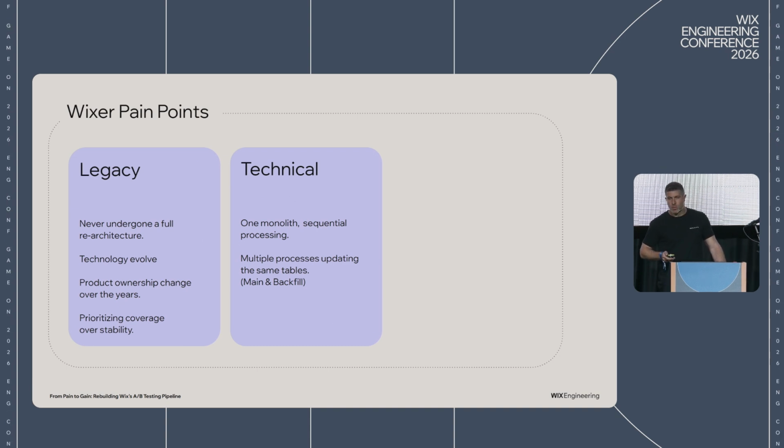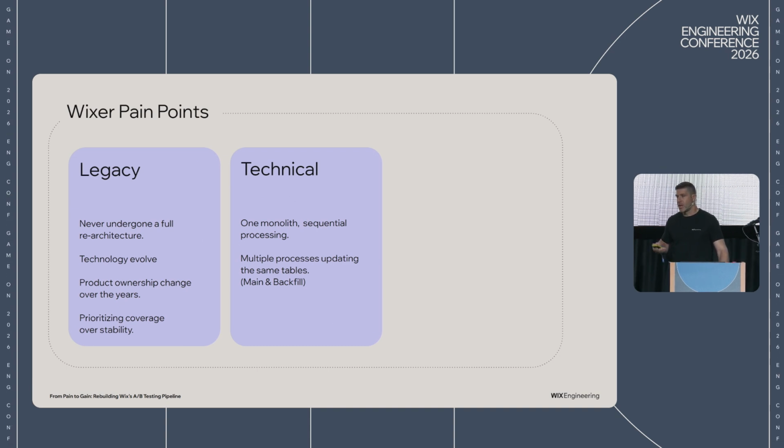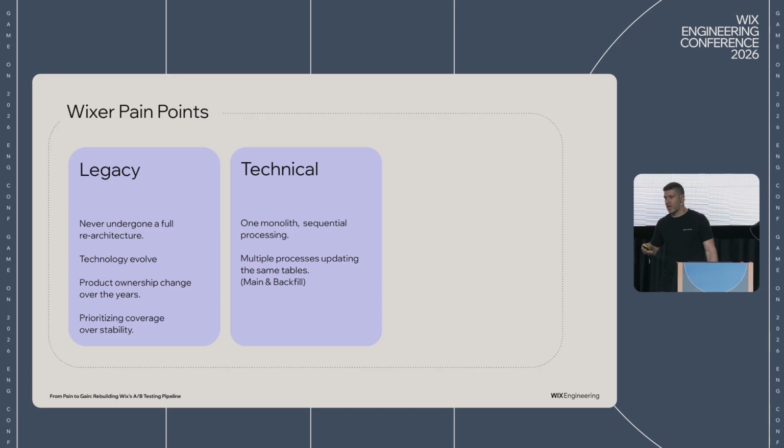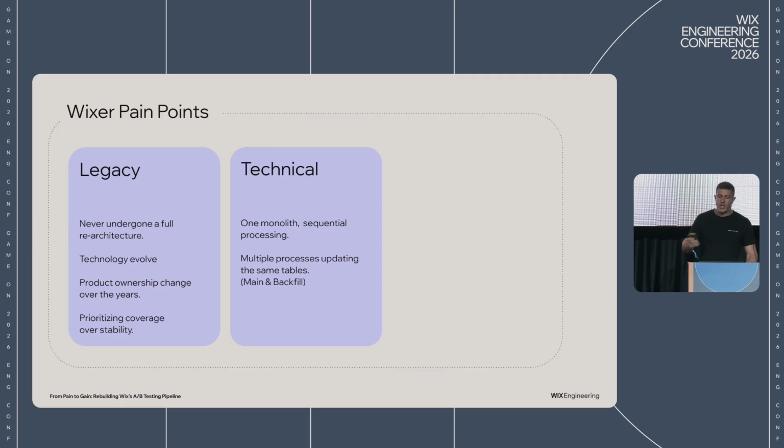Also, the Wixer tables were updated by multiple processes. We had the main process that ran in the morning and collected the data of yesterday, and we had the backfill process that ran at noon and collected the data that was not refreshed in the morning, and also all the data for the KPIs that were changed yesterday. So pretty complicated. All of that instead of having one robust process that handles everything. So it's not an ideal design and definitely increases our complexity.